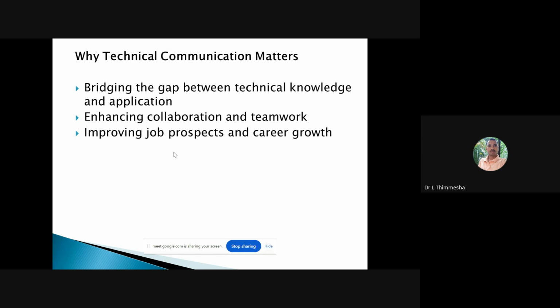In employment, what all the knowledge our students have acquired in 4 years of engineering, whether it is applicable or not, whether they are capable to use the knowledge which they have acquired in engineering, for that technical communication matters, and it plays an important role. And it enhances collaboration and teamwork, as I said earlier, and also improves job prospects and career growth.